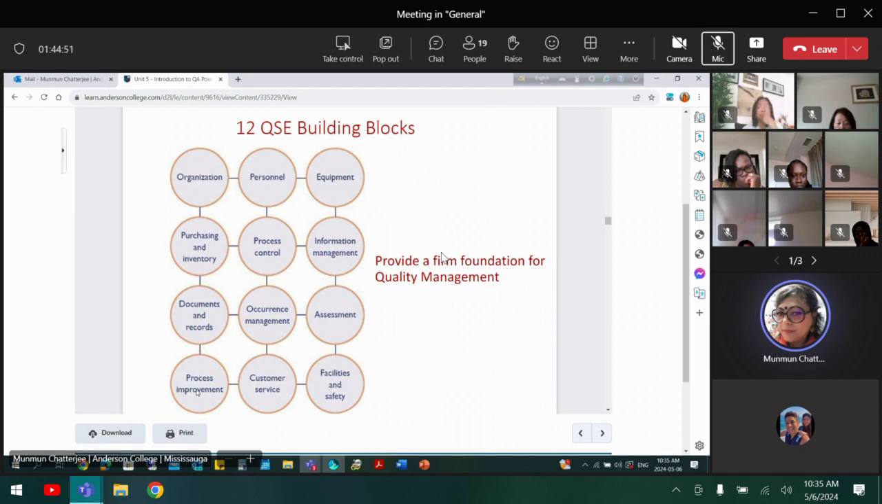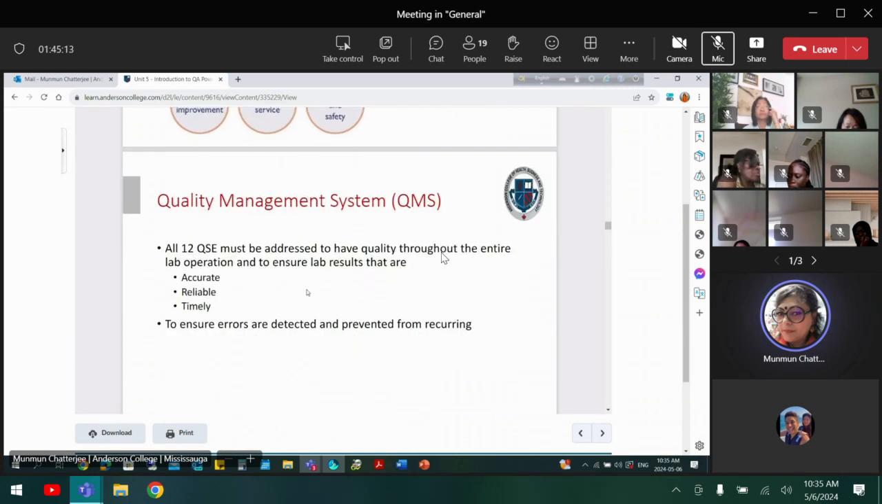Documents, reporting, process improvement, personnel, process control, occurrence management, customer service, facilities, safety, how much safety you have, assessment, evaluation, information management, everything. These are the 12 QSE, the building blocks. So all 12 QSE must be addressed to have quality throughout the entire lab operation and to ensure lab results that are accurate, reliable, and timely. So we are going back to the first point: accurate, reliable, timely.